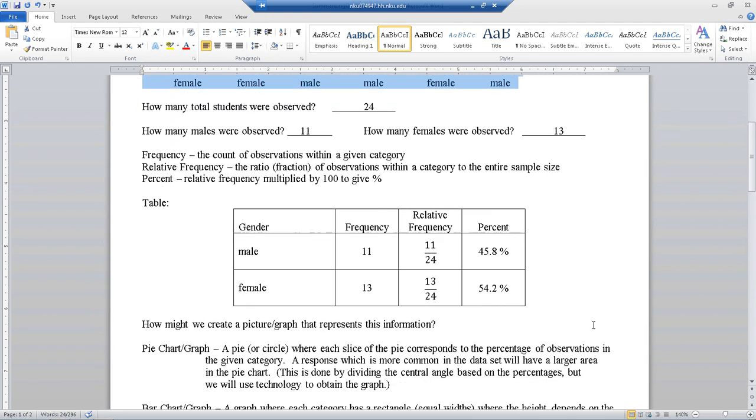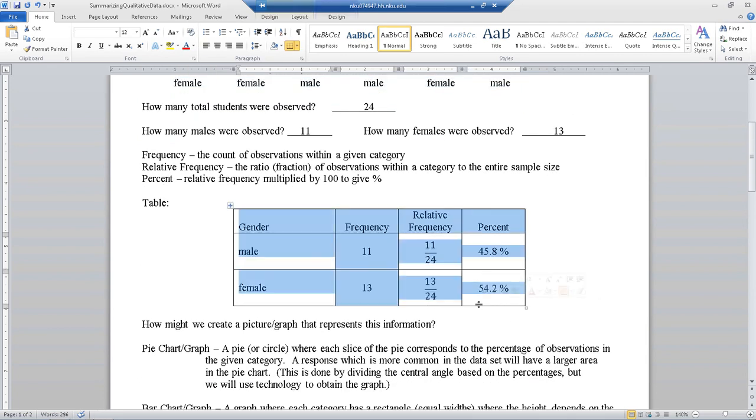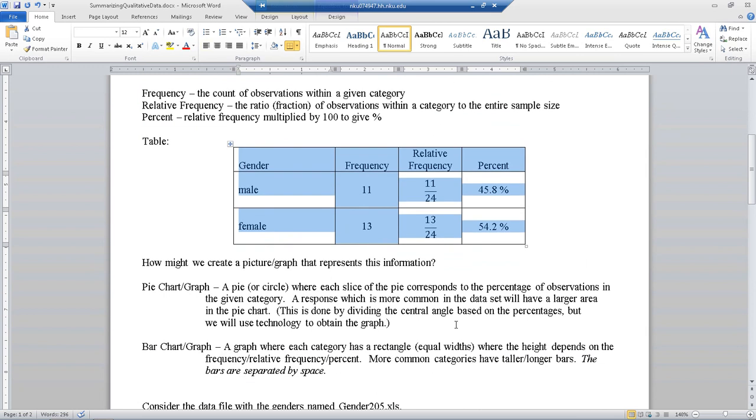Now, how could we create a picture that represents this same information that we have in the table? Well, there's two common ways that we do this. One is a pie chart or a pie graph, and the other one is a bar chart or bar graph. Now, a pie, think of it as just being a circle where whatever percentage the category contains is the percentage of area from that circle which you attribute to that category.